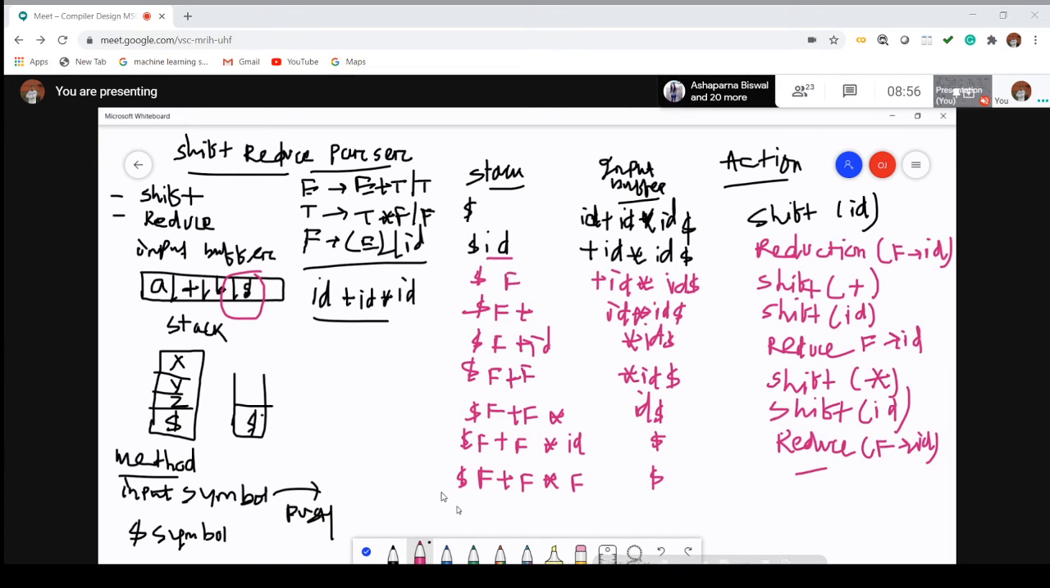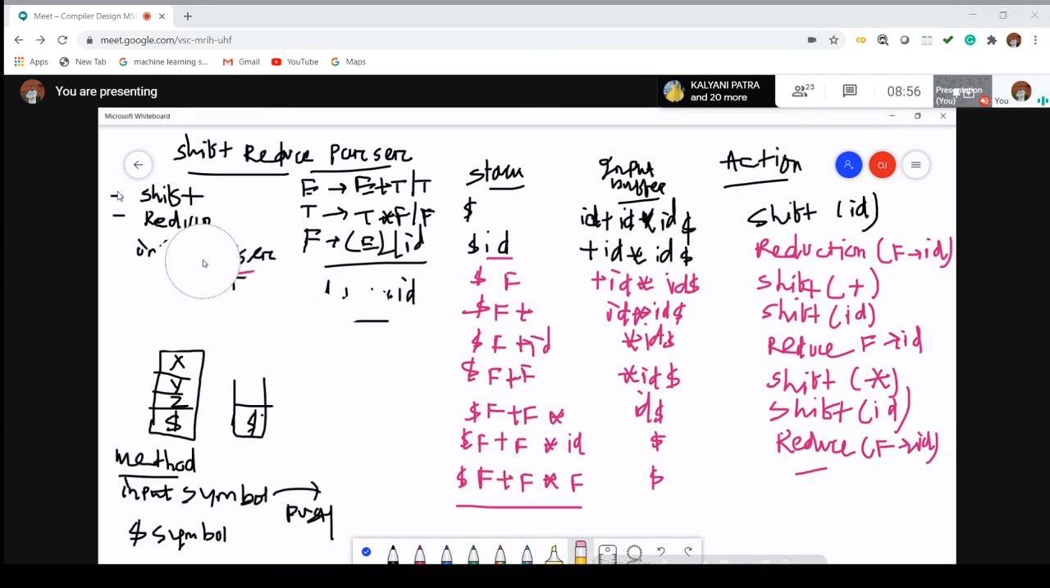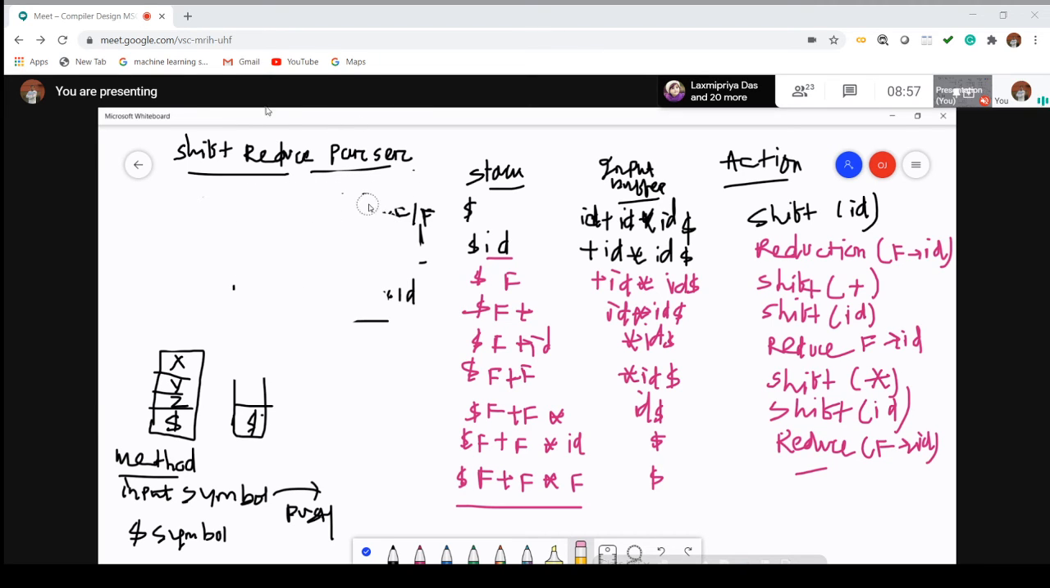Now you can check that all the values present in phase number 1 are associated with F. So that means they will be converted to one input symbol. Similarly, we have to go for the second phase. Second phase means all the input symbols are to be converted to T. Third phase, all the input symbols are to be converted to E.